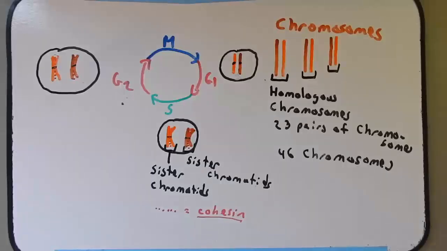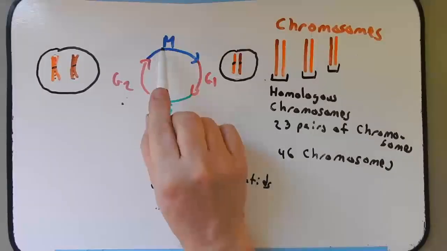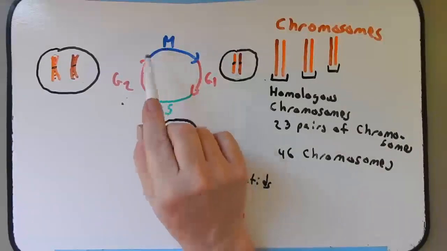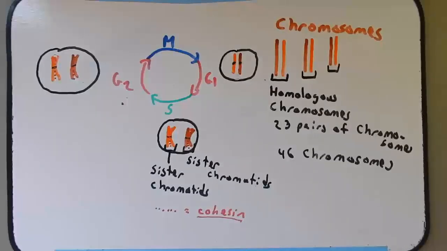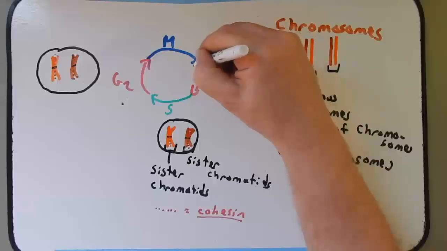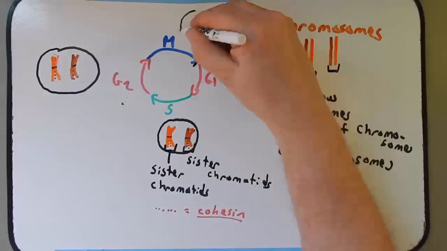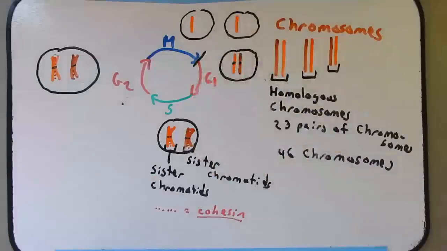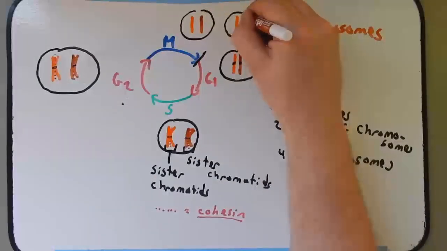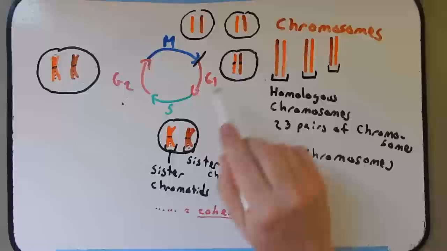Now what's going to happen in M phase, and we'll go into much greater detail in just a moment, but the result is we're going to end up pulling these sister chromatids apart so that over here at the end of M phase, at cytokinesis, we'll end up with two cells. Each one of these cells will have a copy of this homologous chromosome pair, just like we started with here.